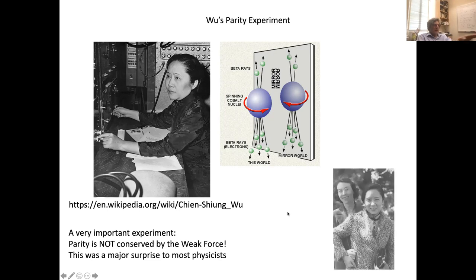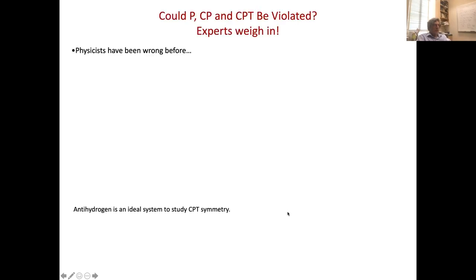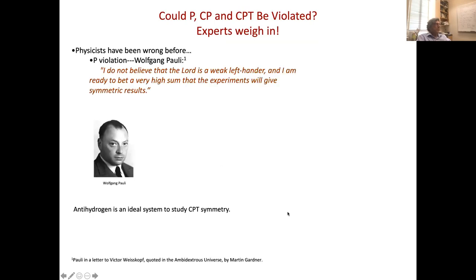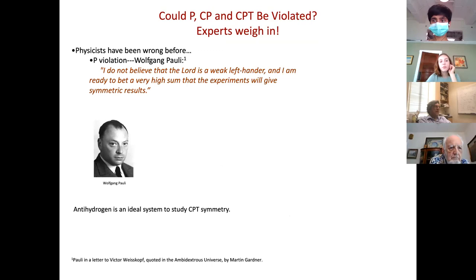That's C.S. Wu in Berkeley. So physicists have been wrong before. Wolfgang Pauli, who was one of the brilliant physicists of the 20th century, didn't hold back. "I do not believe that the Lord is a weak left-hander, and I am ready to bet a very high sum that the experiments will give symmetric results." Well, he lost his bet.